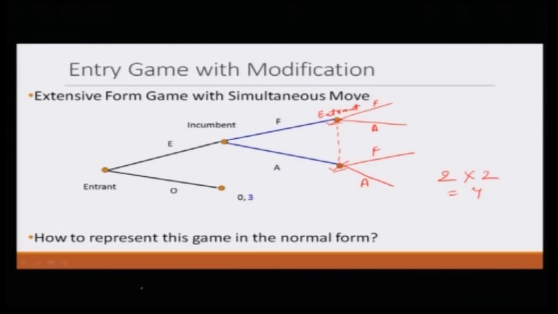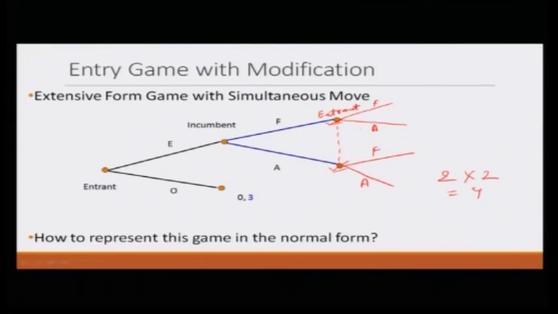And what are those four strategies? Enter in the beginning and fight after entering. Second, enter in the beginning and accommodate after entering. Third one is remain out in the beginning and, if given a chance to move again, fight. Fourth, remain out at the beginning and, if given a chance again, accommodate. So these are the four strategies. And how about for the incumbent? Incumbent will have just 2 strategies, because incumbent gets to move only at 1 information set, and at that information set he has only 2 actions, fight and accommodate. So we got this list of strategies.